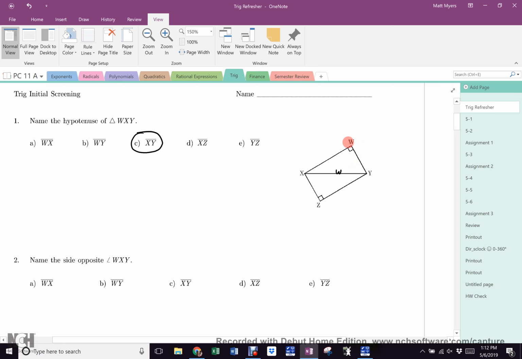Angles get capitals. Sides get lowercase. Name the side opposite angle WXY. What is it? What's the answer? A. Wait. No. WXY, WY, B.